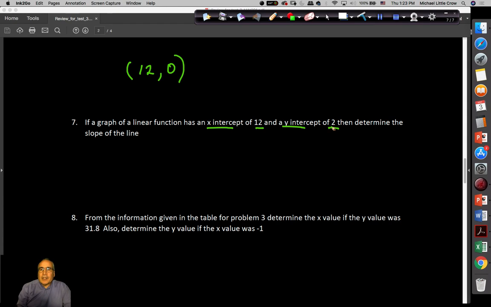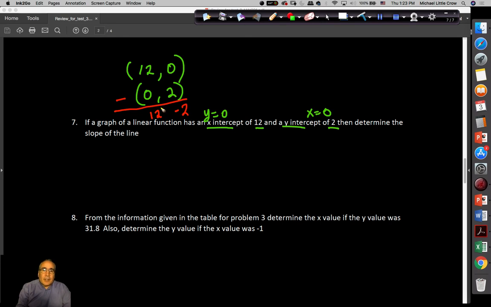The y-intercept means x equals 0, so I'll put that here. This means y equals 0. So that means we have a point with x equal to 0 and y equal to 2. Now we simply find the slope. The way we find slope is we subtract one point from the other. So 12 minus 0 is 12. 0 minus 2 is going to be negative 2.